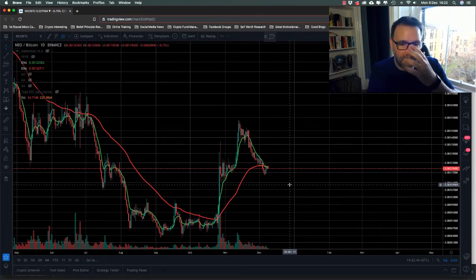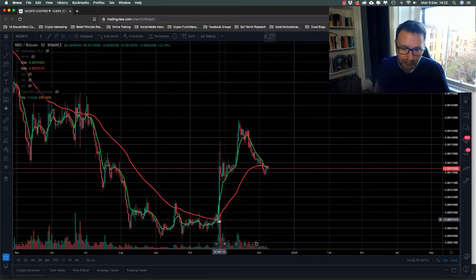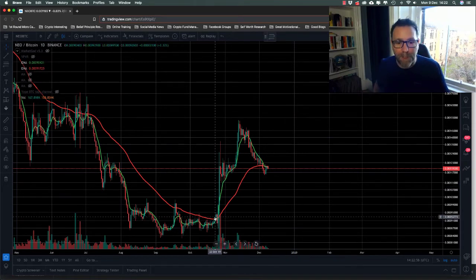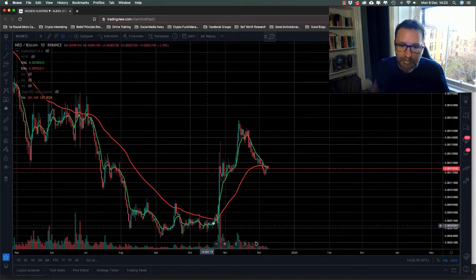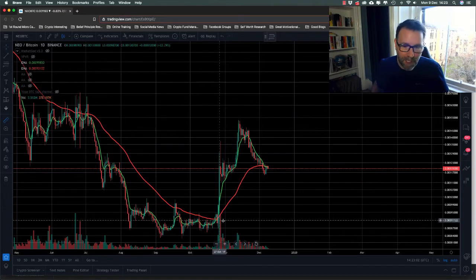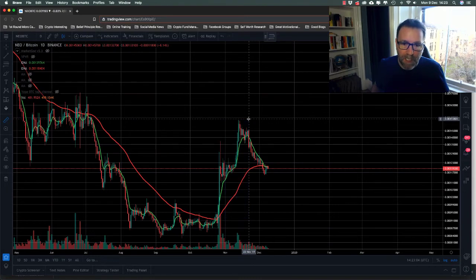You have to remember the fundamentals of this are tied to China. So when good news comes out about China being in the blockchain and cryptocurrency, Neo's going to do well. This is when the good news came out, around about the 24th of October, about China, and it kind of shot up. We'll just see how far that shot up from the crossover. 67%.